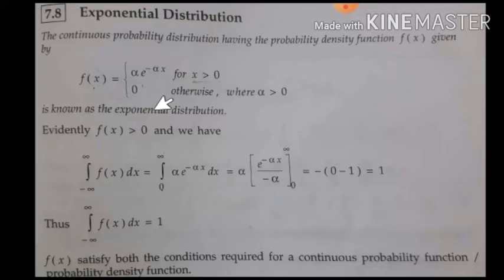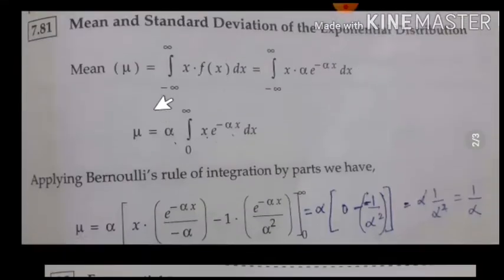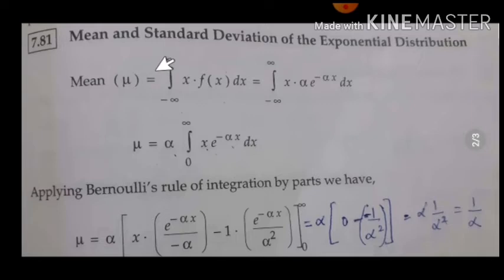Next we will study the mean and standard deviation of the exponential distribution. The mean and standard deviation of the exponential distribution is also one of the important questions which will be asked in the VTU question paper. Let me repeat: the mean and standard deviation of binomial, Poisson or exponential, any one of them will be asked in the exam.